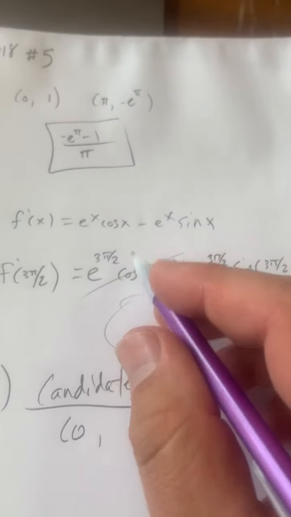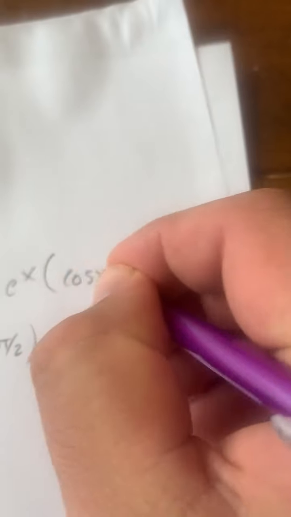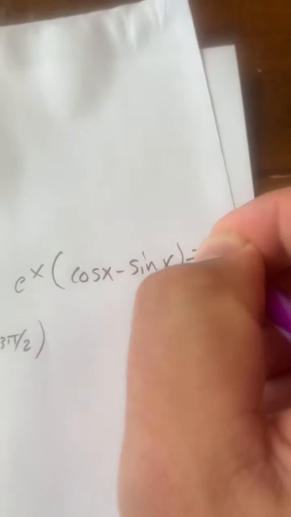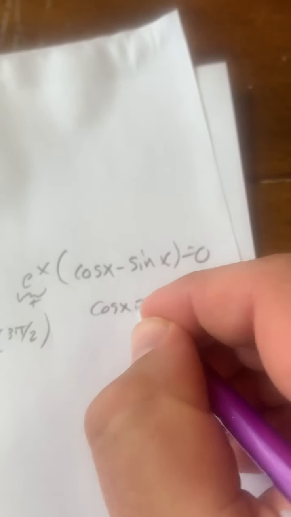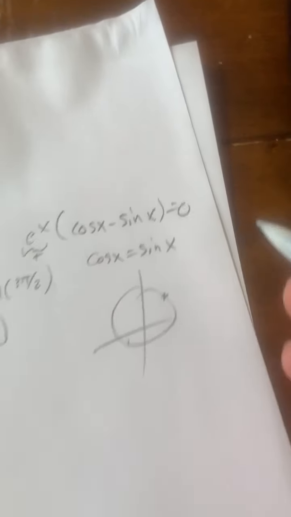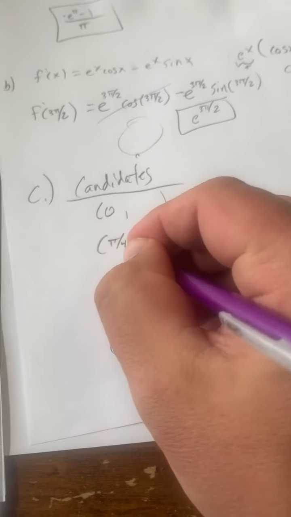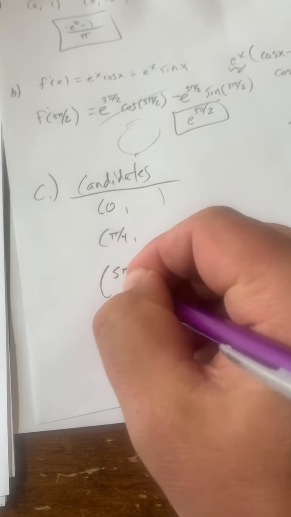Next, I need to set the derivative equal to 0, so I would factor out an e to the x, and then get cosine x minus sine of x. E to the x can only ever be positive, so for cosine x minus sine of x, we're asking the times cosine x equals sine of x. If I'm on the unit circle, that's here and here. So that would be pi over 4 and 5 pi over 4.